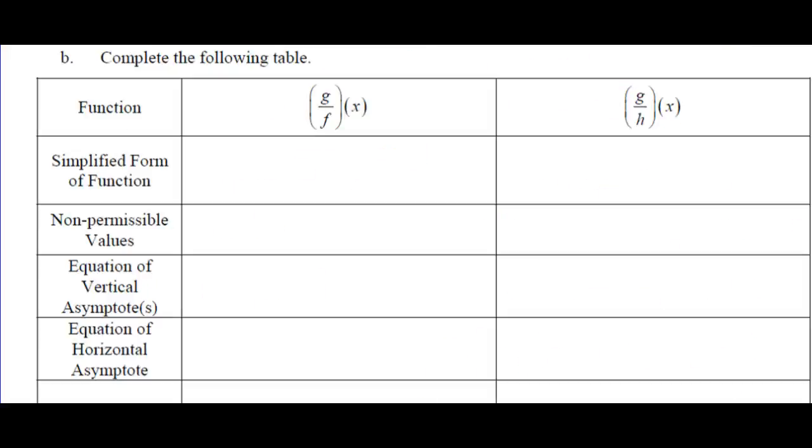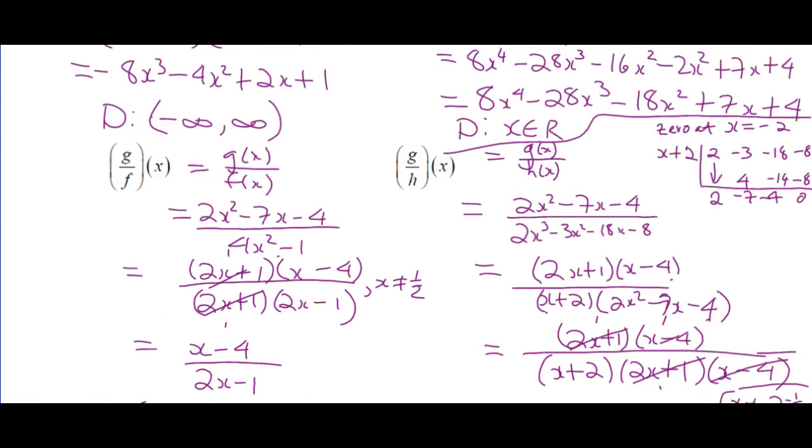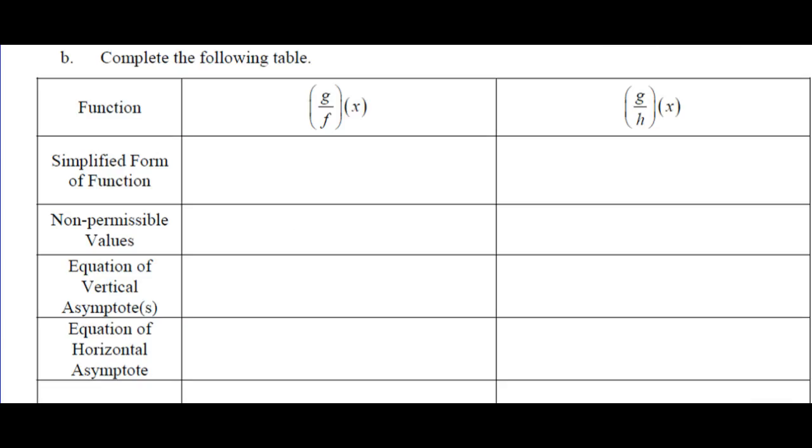Complete the following table. Okay, so this is B, it's part of above. So G of X over F, I think we did that one, right? G of F, where is it? There it is. G of X over F of X. Simplified form. All right, I got to get this because it's on a different page. So the simplified form we found was x minus 4 over 2x minus 1. The non-permissible values we found are plus or minus 1/2. Okay, let's change that to restrictions.